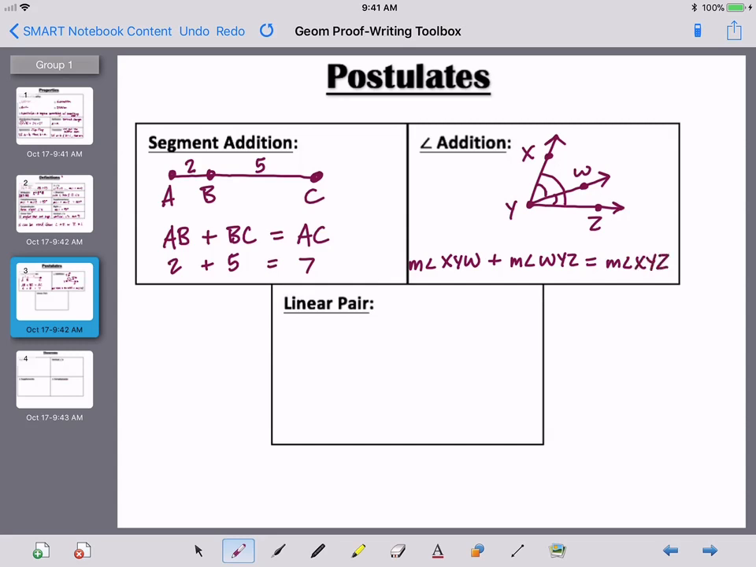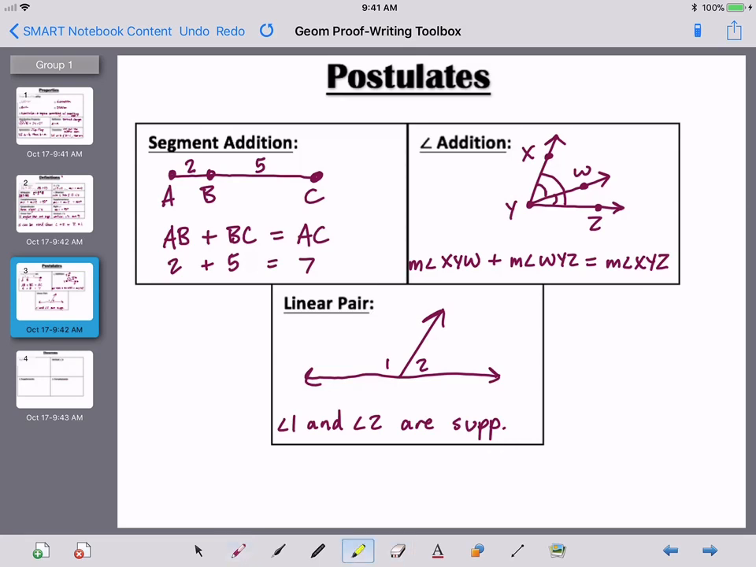All right, and last but not least, a linear pair. If you remember, a linear pair makes a line. So draw yourself a line, split it up, and if we call this angle 1 and angle 2, this is actually the same as the definition of linear pair. Angle 1 and angle 2 are supplementary. So that is one of our postulates back from chapter 1.